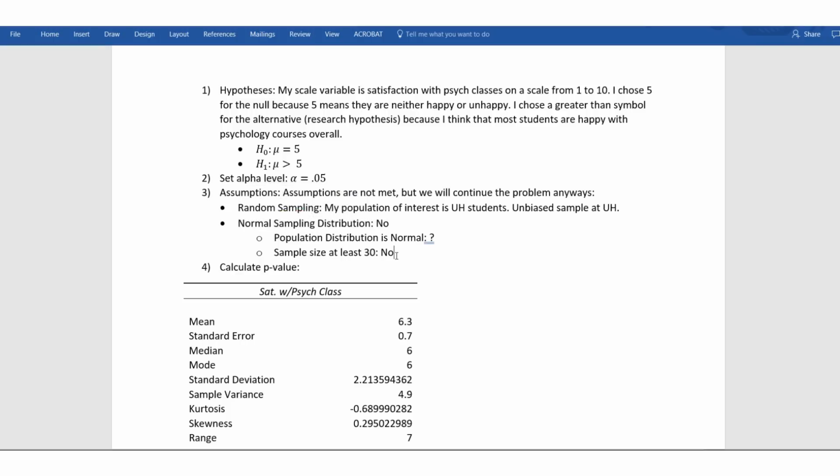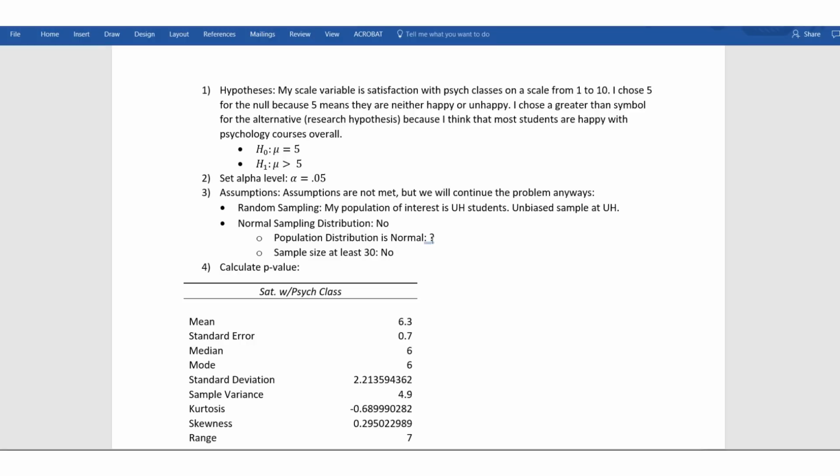And another way you can kind of ensure that you have a normal sampling distribution is to have a sample size of at least 30. In my case, I only have 10 people, so this isn't even true. Hopefully, for some of you, you have at least 30 people. But if you don't, it's okay. I'm not going to take off for that, but just make sure you note that you have probably too small of a sample size.